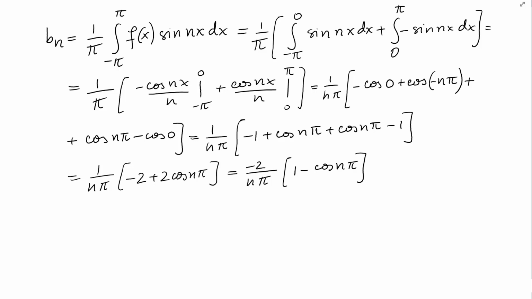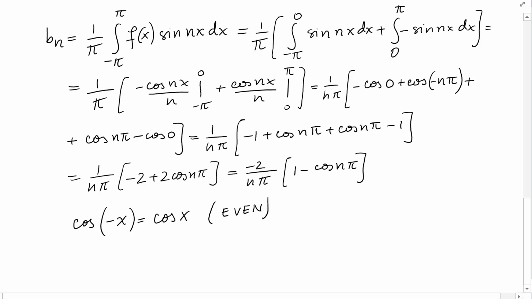Again, pause the video, do the problem, and then check if we got the same thing. And so we get this answer, and here I use the fact that cosine of negative x is equal to cosine of x, because cosine is an even function. Just look at the graph of cosine function. You're going to see that it's symmetric with respect to the y-axis.